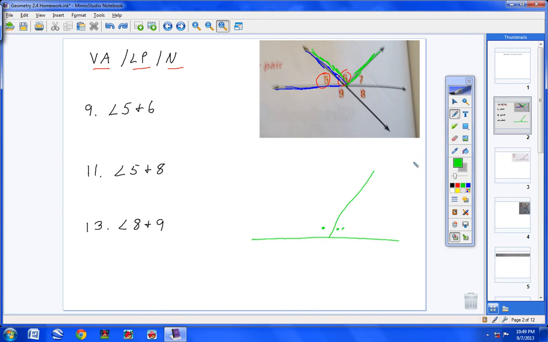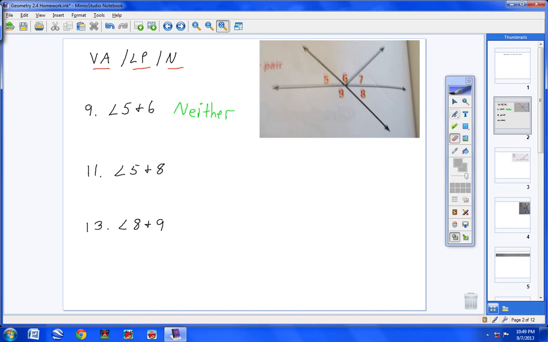They're not vertical. No, I hope you didn't make that mistake. Vertical is really easy to see. I mean, vertical is when you have two lines intersect, and they're the angles right across from each other. So those two are vertical angles, or these two angles here are vertical angles. So 5 and 6 are not a linear pair, and they're not vertical angles, so the answer to 9 is neither.